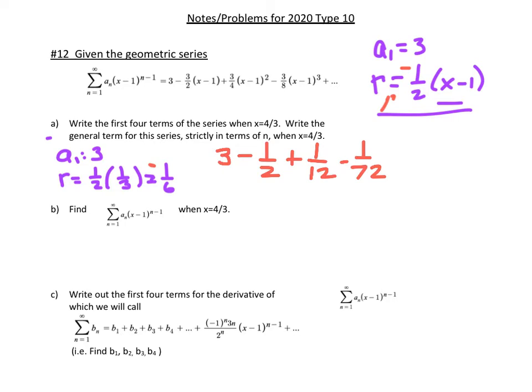Well, the general term is going to be 3. It's geometric, right? So it's going to be 3, and then my ratio is negative 1/6 to the n minus 1. I actually don't like to do this. Oh, I'm making a mess here. Oh, that didn't work. So I'm going to go plus.